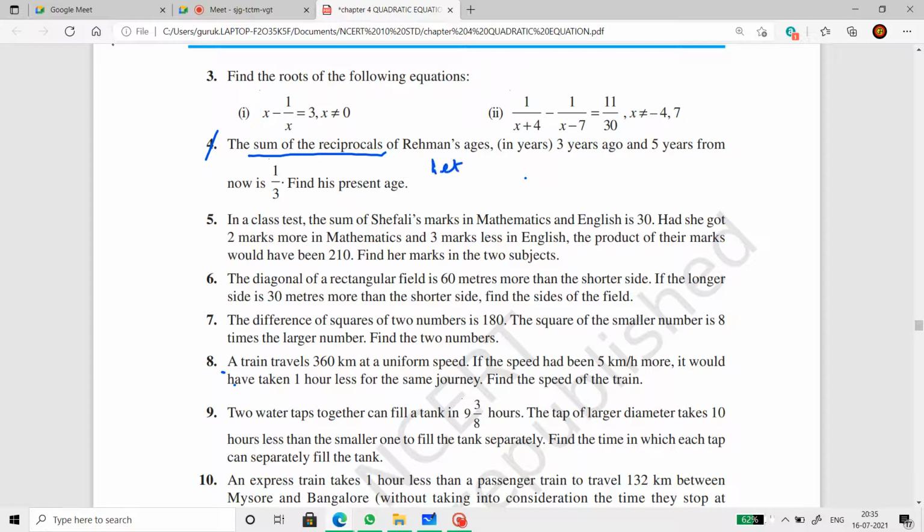Let Raman's present age be x. If present age is x, 3 years ago Raman's age will be x minus 3 and 5 years from now the age will be x plus 5. And as per the question, it is sum of the reciprocal. So that means 1 by x minus 3 plus 1 by x plus 5 equals 1 by 3.